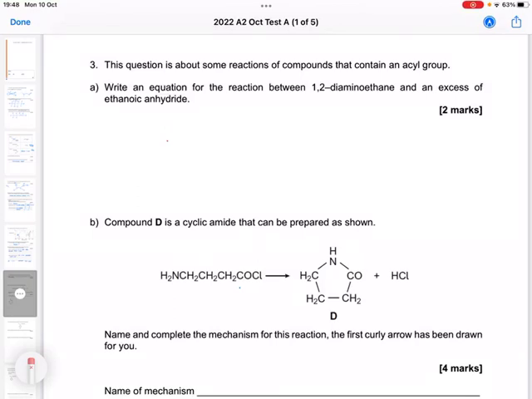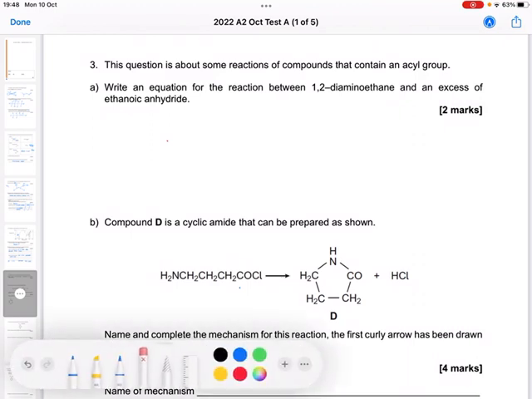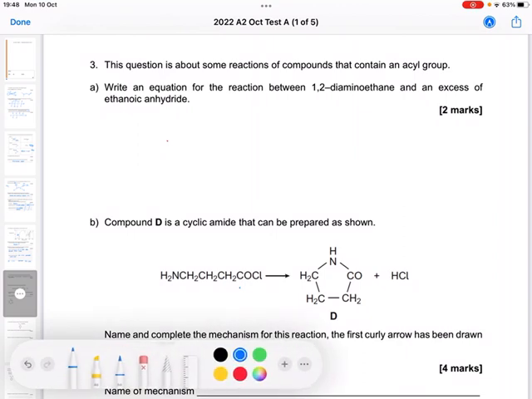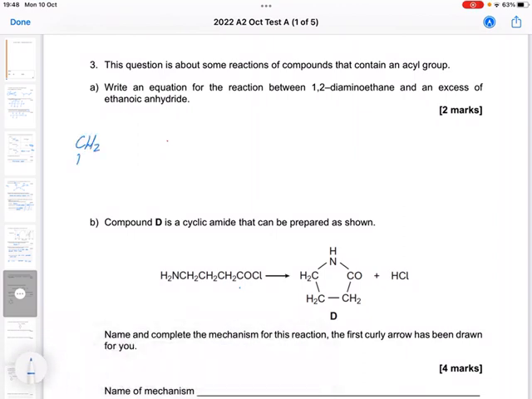This question is about some reactions of compounds that contain the acyl group. Write an equation for the reaction between 1,2-diaminoethane and an excess of ethanoic anhydride. So CH2, CH2. I'm writing this way up. You'll see why in a minute. NH2 and NH2 here. So that's 1,2-diaminoethane with excess ethanoic anhydride.